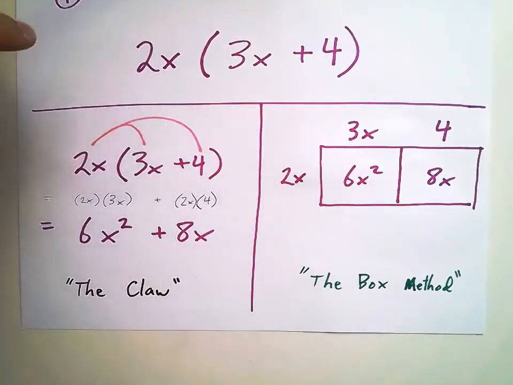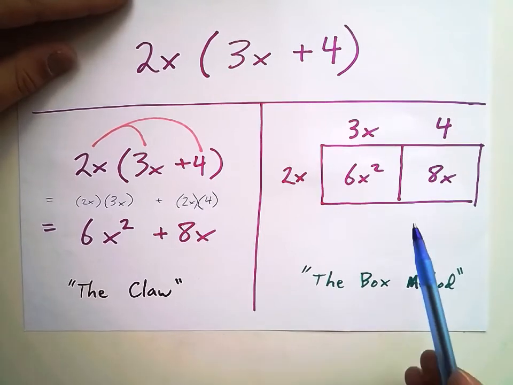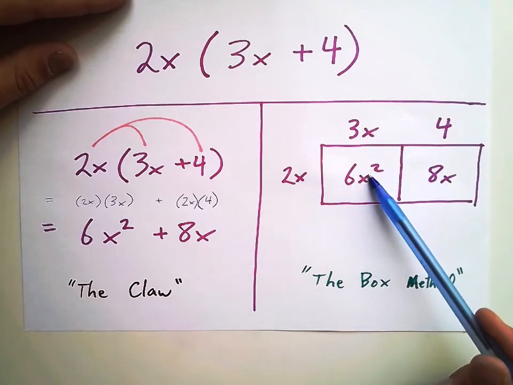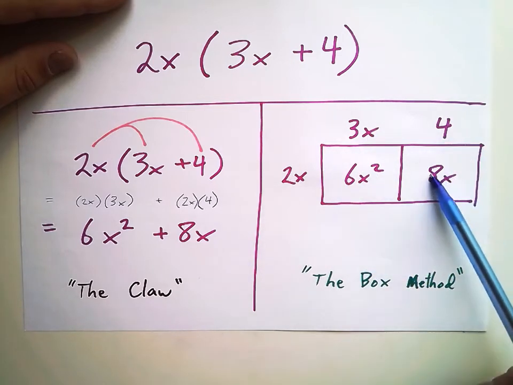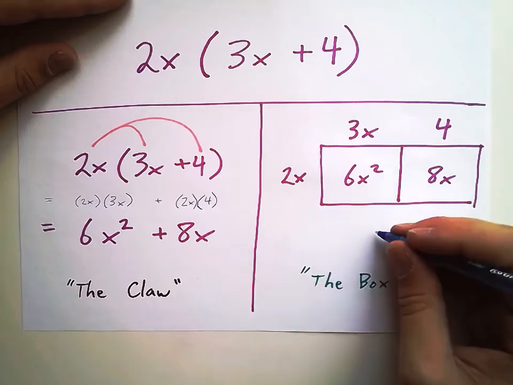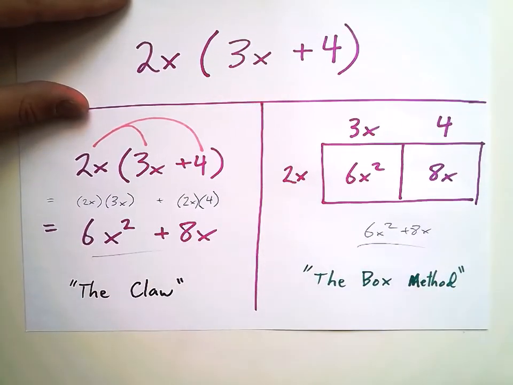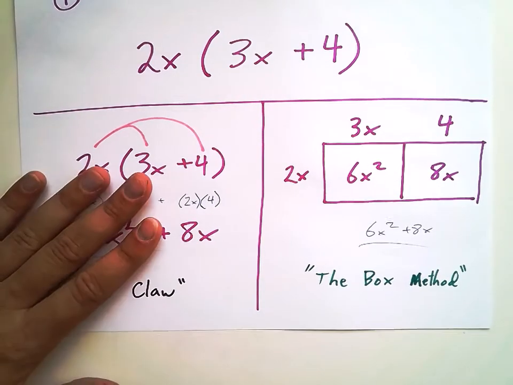This other method is kind of like the activity we did in class. It shows it kind of as areas. So 2x times 3x is 6x squared, 2x times 4 is 8x, so that gets you the same answer, 6x squared plus 8x. Same answer. All right.